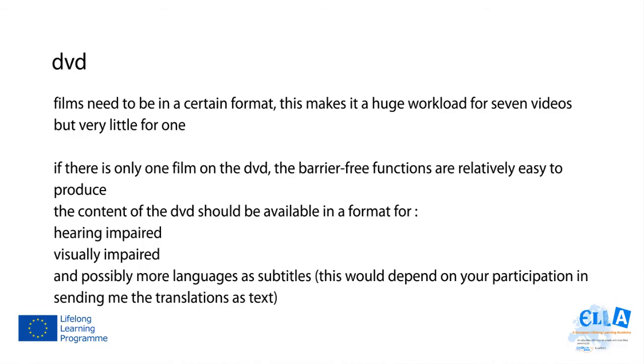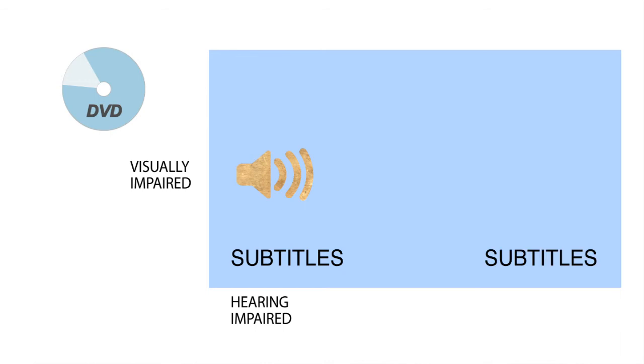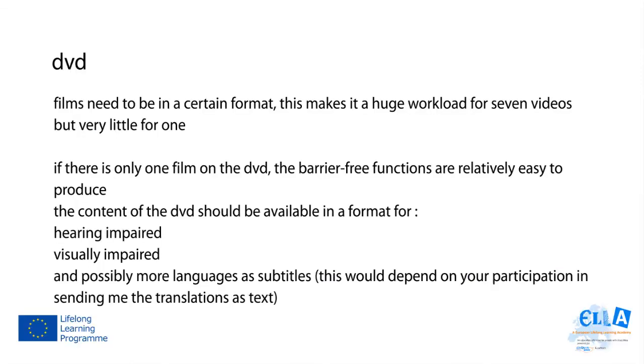Oh, no, I haven't. Then we have the DVD. If we only have one film, it's relatively easy to create subtitles for hearing impaired, to create an audio track for visually impaired, and eventually to have subtitles in other languages, which depends on your participation, because I would need those sent to me as text. And that's about all with the DVD. Of course, the more videos you have, the more chaotic it will get.